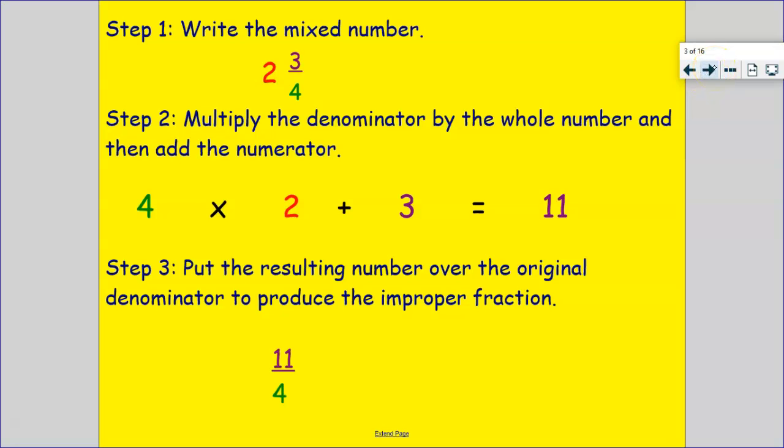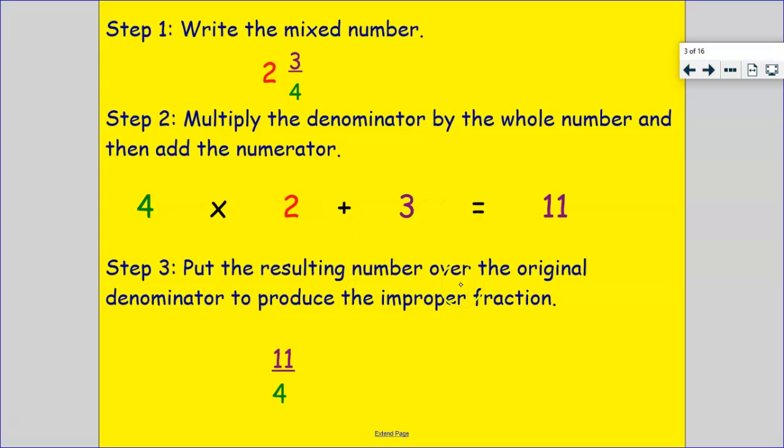So just remember, write the mixed number. A mixed number is the whole number, 2, and then a fraction with it, 2 3/4. Then you multiply the denominator by the whole number and then add the numerator. So follow me here. If you take the denominator, 4, multiply by 2, you get 8, and then you add the numerator, you get 11. Okay, so 4 times 2 plus 3 is 11.